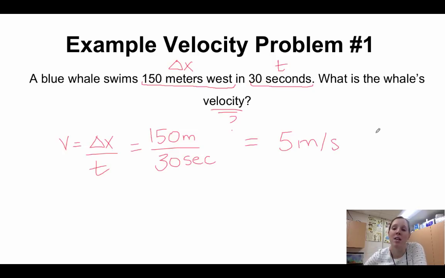But I know that velocity needs to include direction. And in this case, I'm going to use a direction word because that was given to me in the problem. So 5 meters per second west would be my velocity.